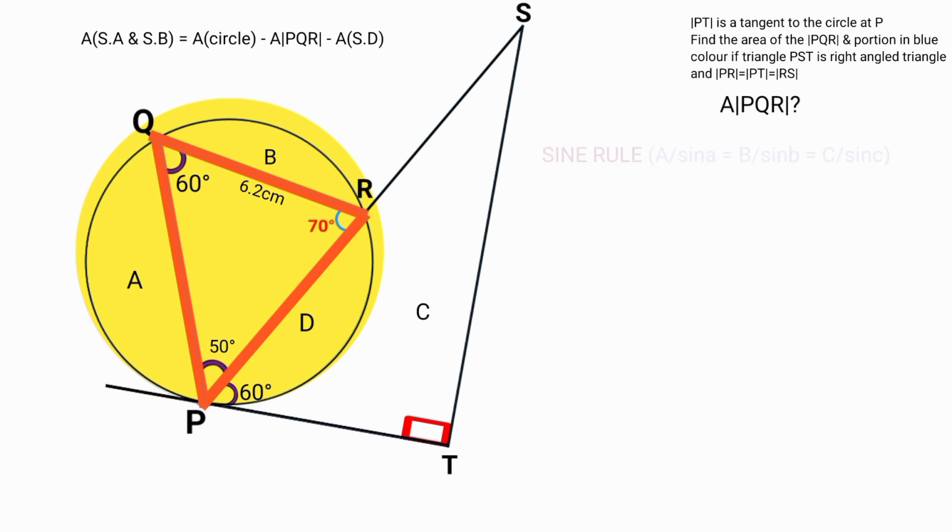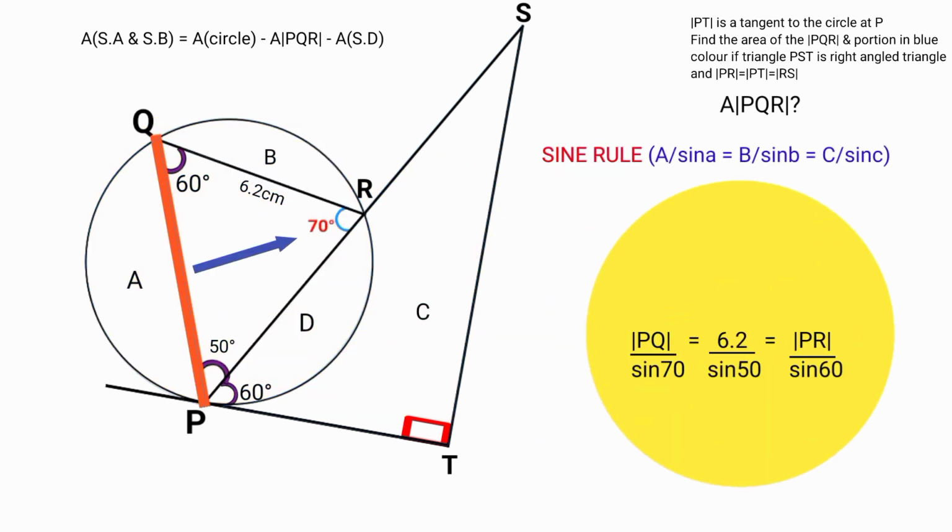So applying the sine rule now, line PQ over sine 70 degrees equal to 6.2 over sine 50 degrees, which equals line PR over sine 60 degrees.